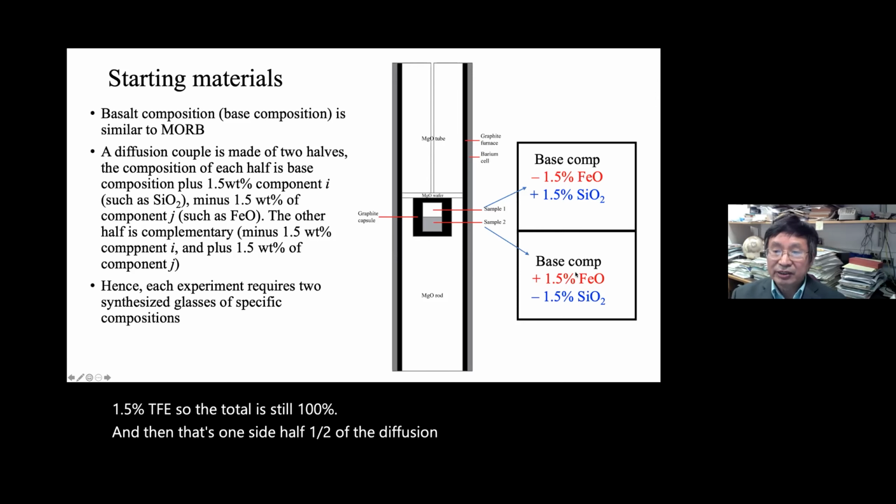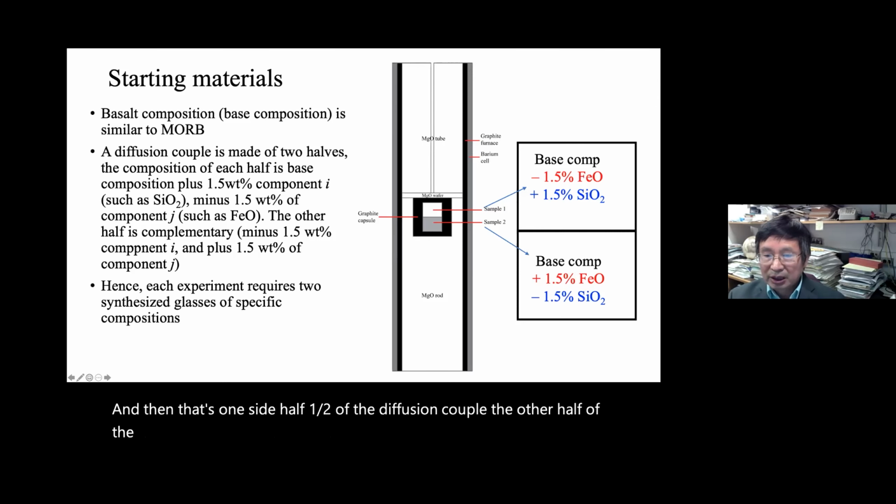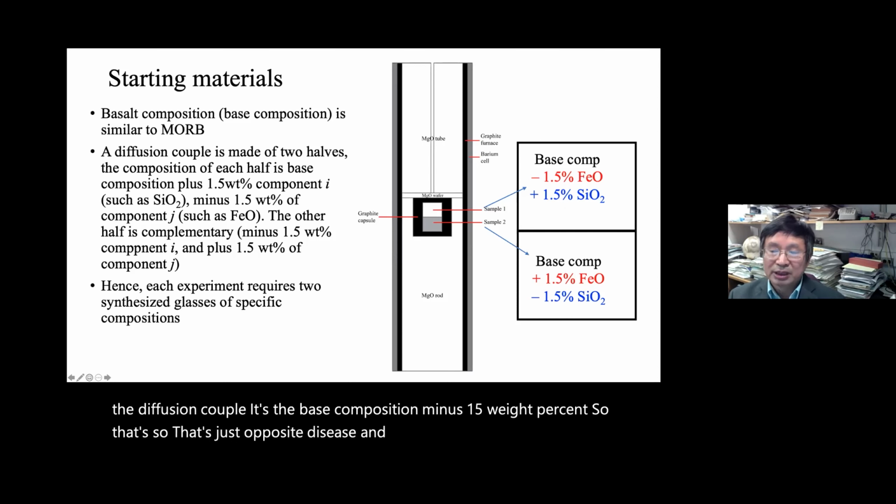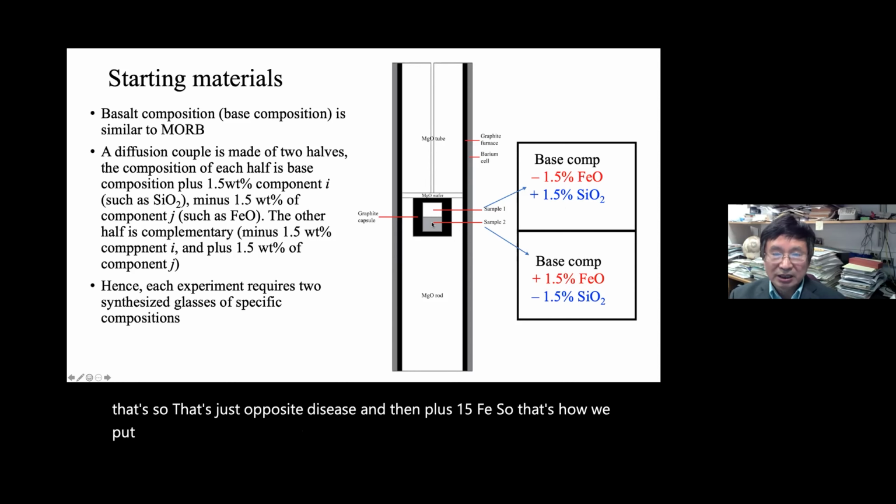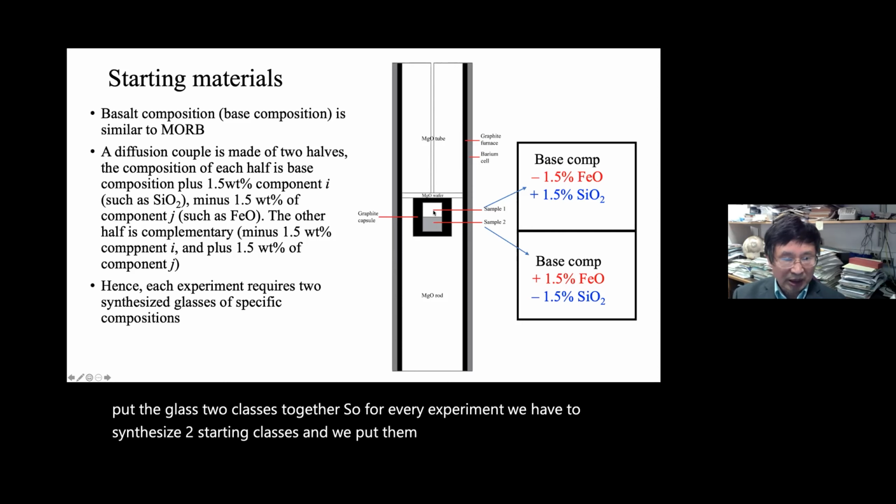The other half of the diffusion couple is the base composition minus 1.5 weight percent SiO2, so that's just opposite to this, and then plus 1.5 weight percent FeO. That's how we put the two glasses together. For every experiment, we have to synthesize 2 starting glasses, put them together, and carry out the experiment.